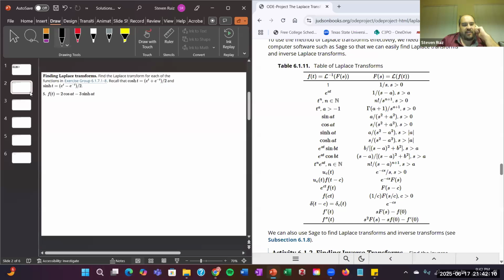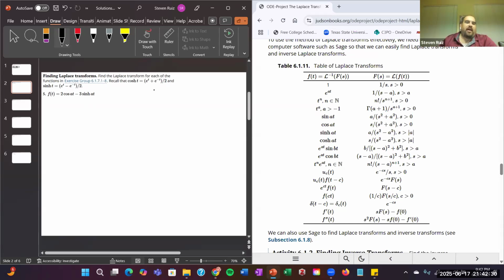So 2 cosine at minus 3 sinh at. It gives us these hyperbolic sine and hyperbolic cosine, sinh and cosh. But there actually is a line in our table for each one. So what is cosine at?